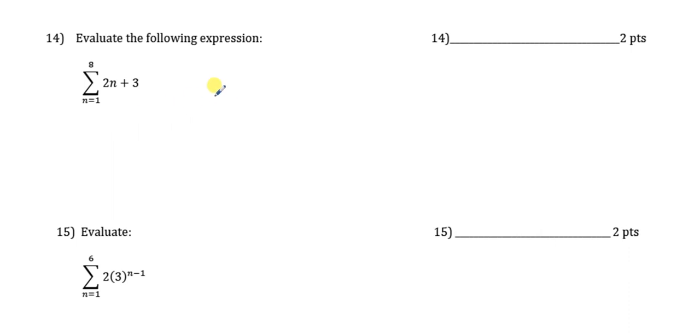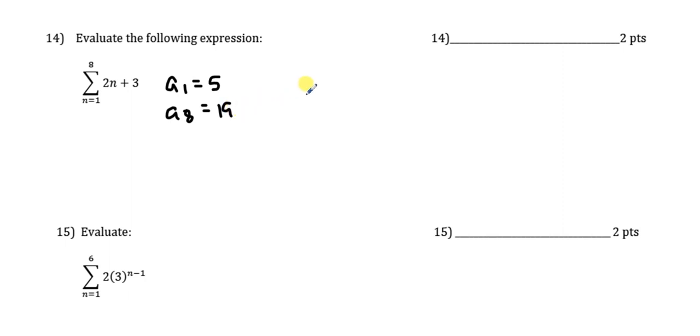Evaluate. So we have A1. Now this is going to be an arithmetic series. A1 is equal to 2 times 1 plus 3 is 5. A8, you could just do this 1 through 8 and add them all up. A8 is 2 times 8, which is 16, plus 3 is 19.